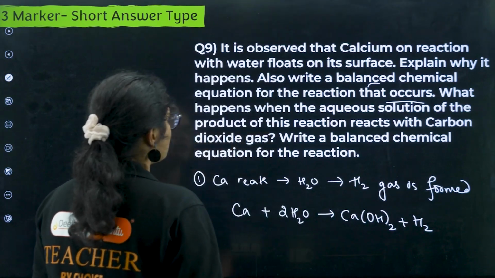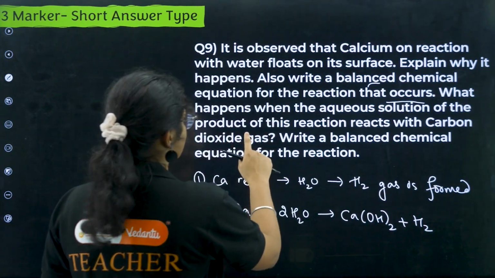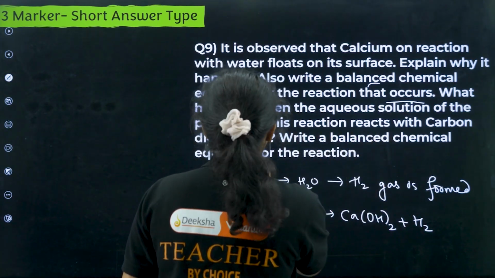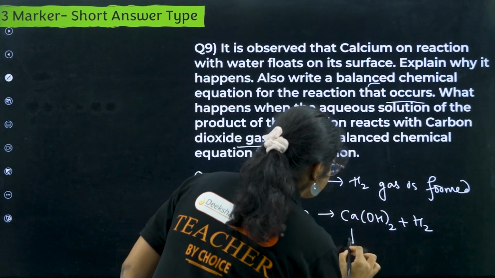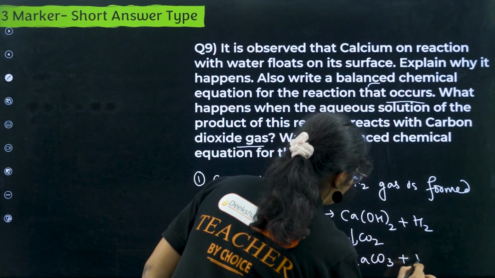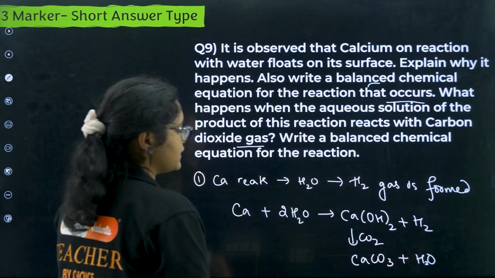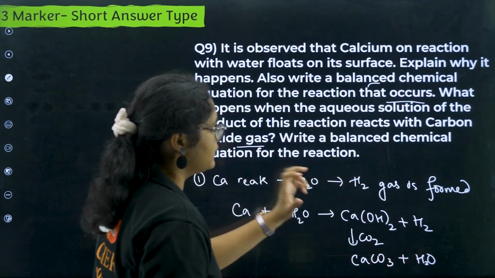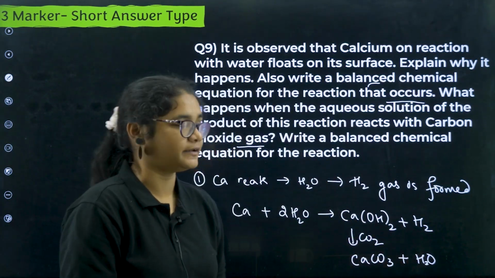Next we have, what happens when an aqueous solution of the product of this reaction reacts with carbon dioxide gas? So when this one reacts with carbon dioxide, calcium carbonate is formed plus water is formed, right? So that is what happens. Write a balanced chemical equation for this one. Okay, you can balance it.